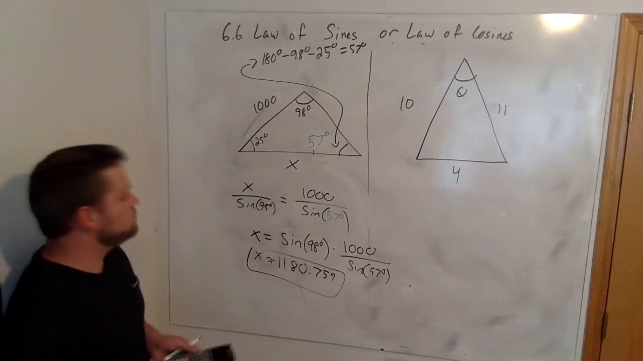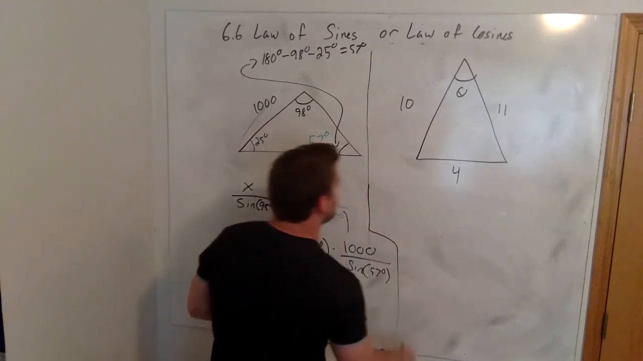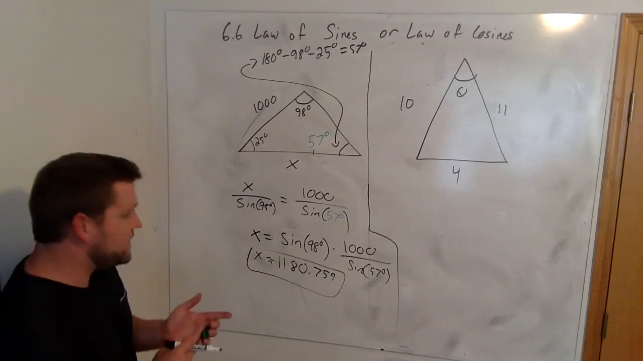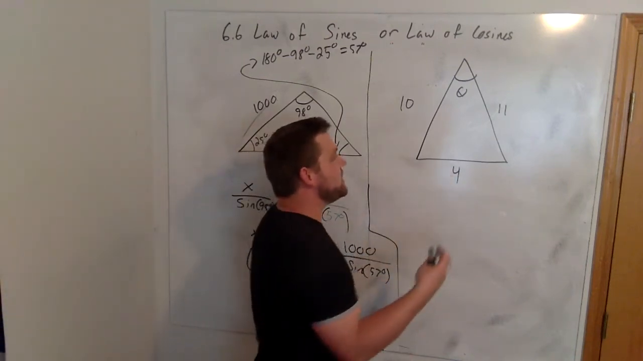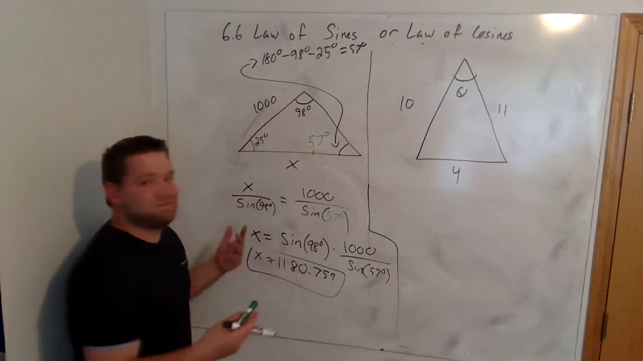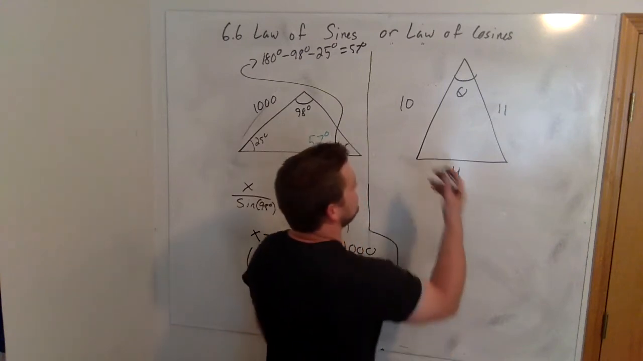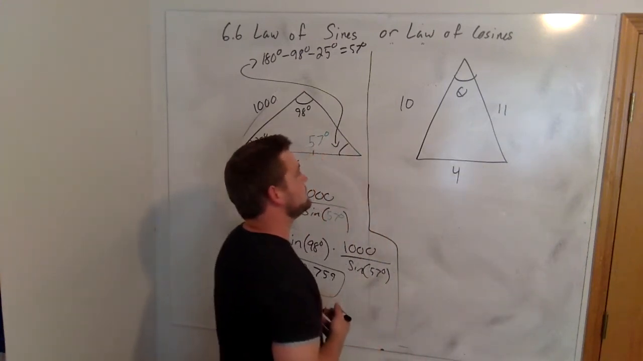All right, let's do this next one. Okay. Need to find theta here. Okay, I have to use the law of cosines here. I don't know any of the angles, so I can't use the law of sines with no angles. So I have to find an angle first. This is an SSS triangle. I gotta use the law of cosines.